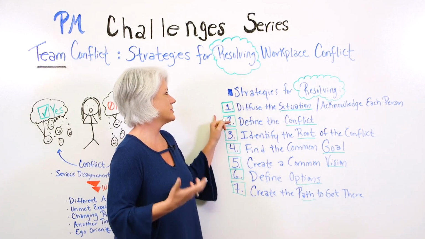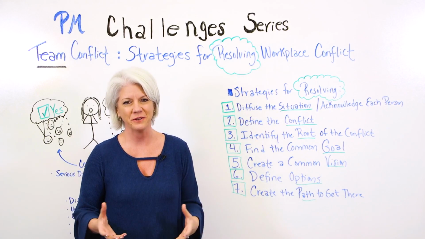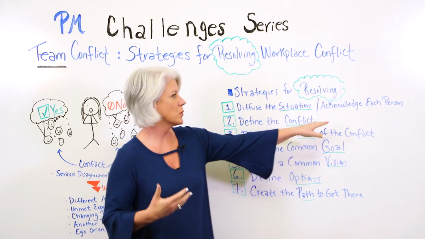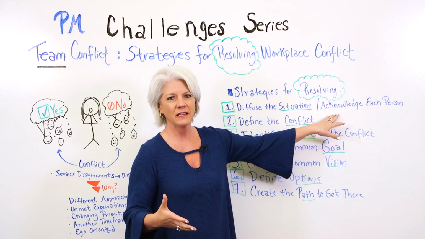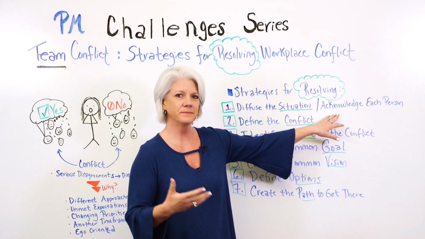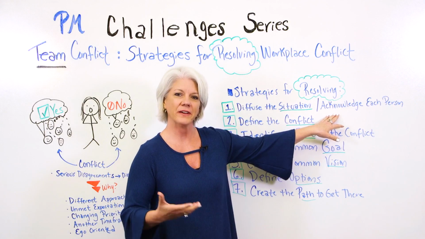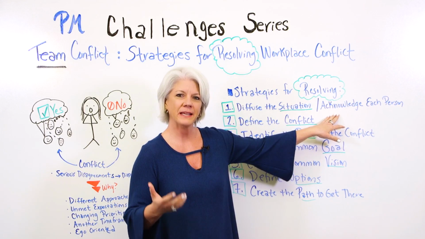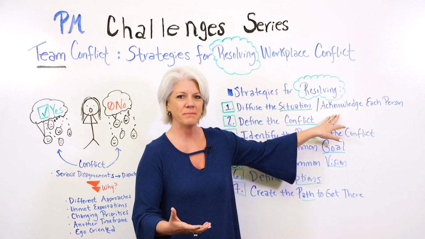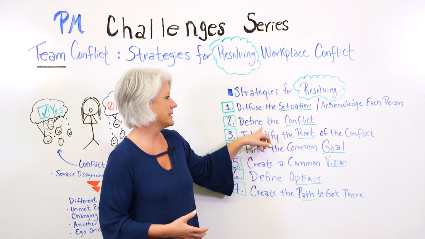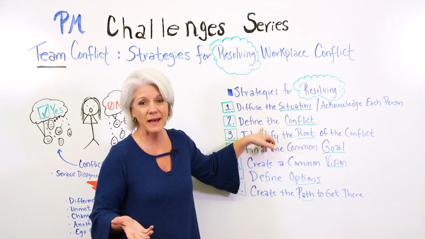So some of those strategies are, first of all, you want to diffuse the situation before it gets out of hand. And one simple way to do that is to first stop and acknowledge each of the people on the team or in the situation that are in the conflict. Acknowledge them, acknowledge their position or their approach, and let them know that they've been heard. Number two is define the conflict. What is the conflict actually about?